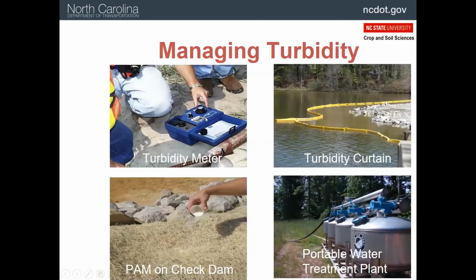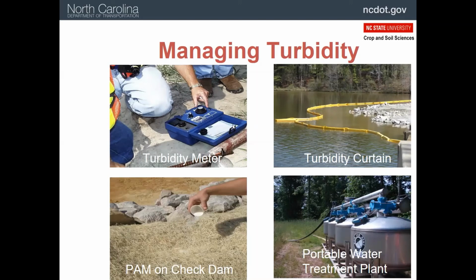So if you're going to measure turbidity, generally you're going to use a meter that looks like this. You take a vial and get your sample from your stream and put it in the meter and measure how much light can get through it. And that gives you that number of 0 to 1,000 NTUs.